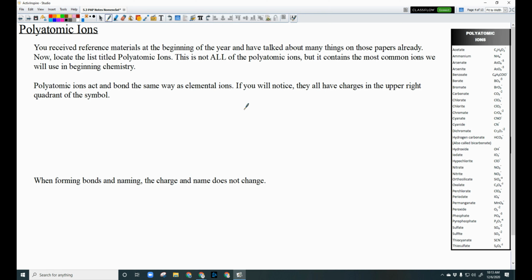Polyatomic ions bond in exactly the same way as, say, a monatomic ion like sodium, mono meaning one atom. Sodium bonds with chlorine, okay? And these bond in exactly the same way. So instead of using chlorine or chloride as an ion, let's say that we use, let me get a simple one, hydroxide right here. Hydroxide is OH, and it's got a -1 charge. It bonds in exactly the same way.